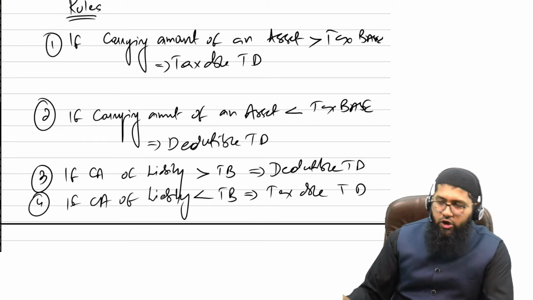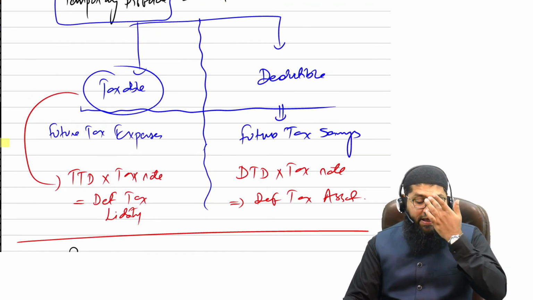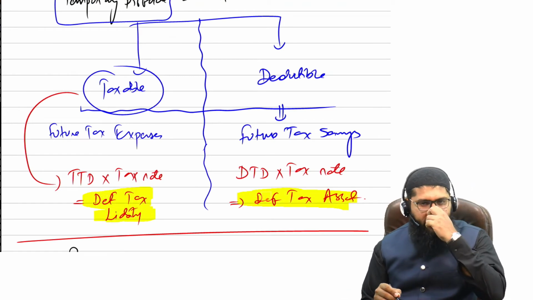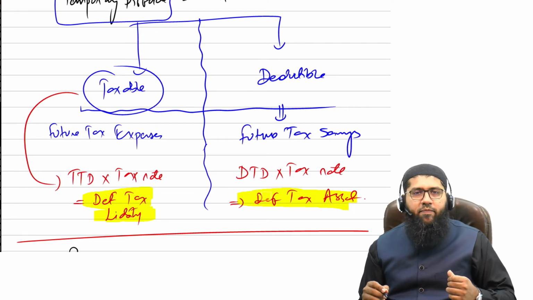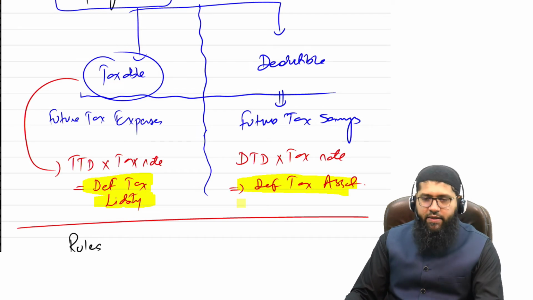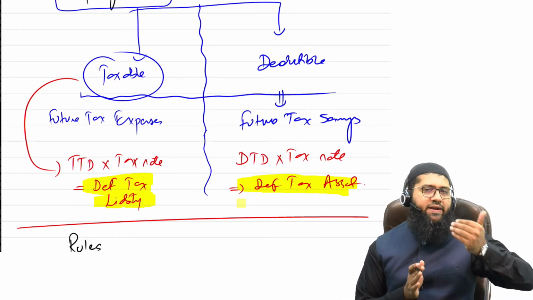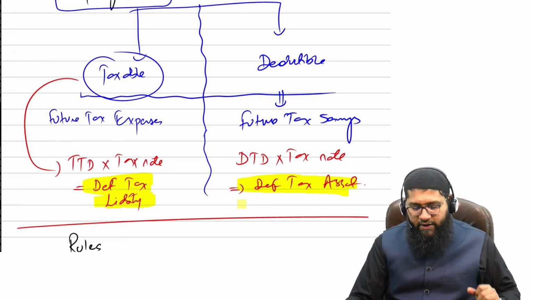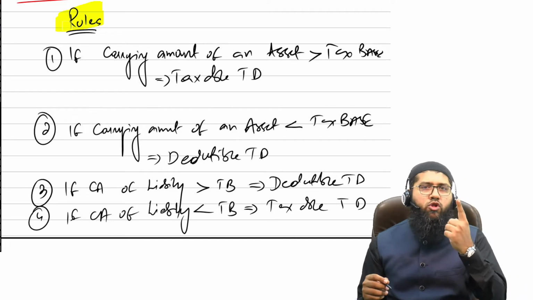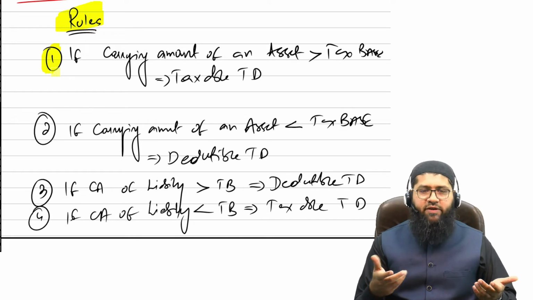Now you know that the deferred tax liability or the deferred tax asset actually arises on the basis of classification of the temporary differences into the taxable and the deductible. So I repeat, the classification of the assets and the liabilities is on the basis of the temporary difference classification. So it's very important that you remember these rules. And I tell the students that there is only one rule that you have to remember, which is rule number 1. And every other rule is opposite to it.